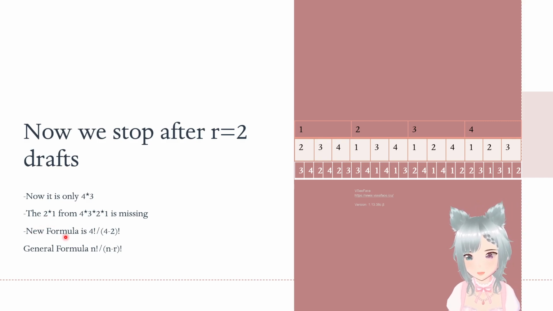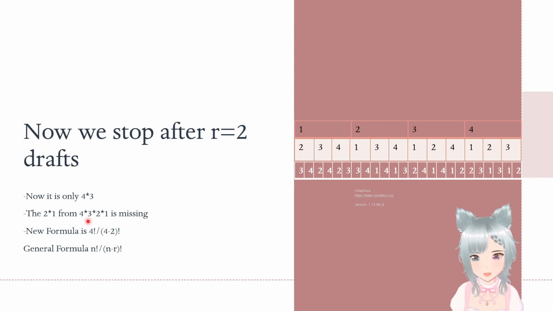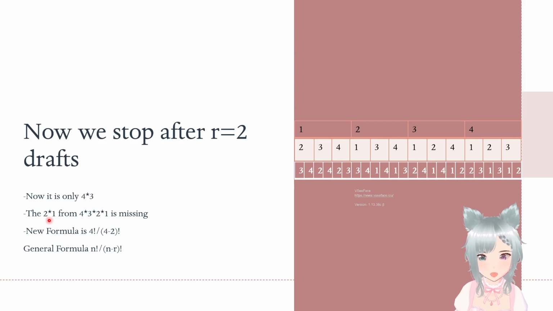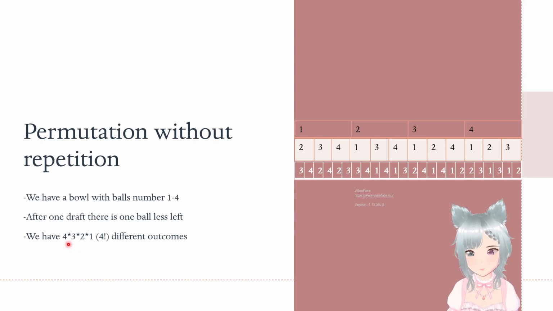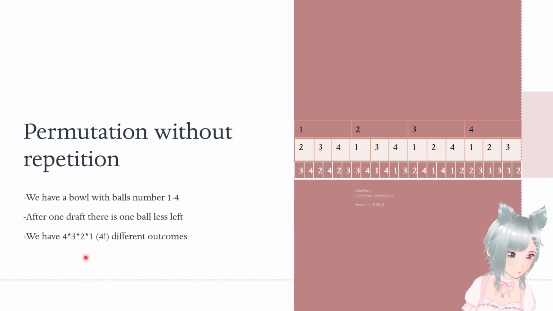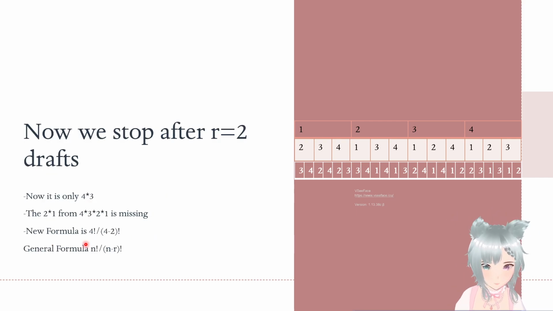So our new formula is something like 4 factorial, 4 times 3 times 2 times 1, over 4 minus 2 factorial. Why 4 minus 2 factorial? Because 4 minus 2 is 2, and 2 factorial is 2 times 1. This is what we talked about earlier here. 4 factorial is 4 times 3 times 2 times 1. 3 factorial will be 3 times 2 times 1. And 2 factorial is 2 times 1.